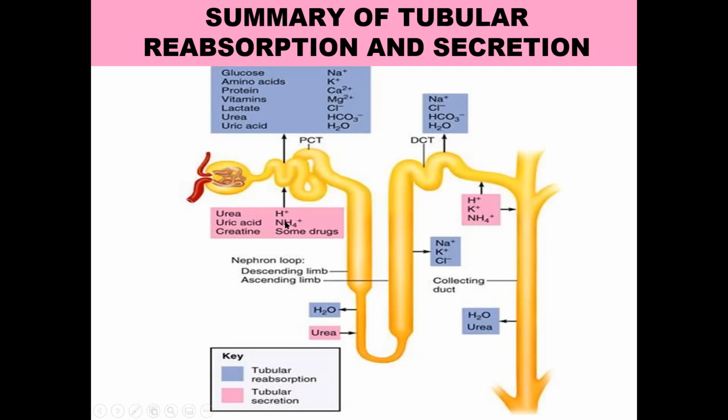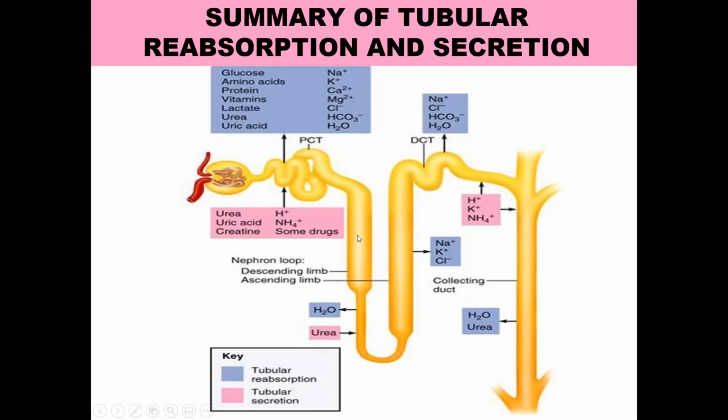We also see the pink is a secretion. So even though urea is actively reabsorbed, we are going to secrete it because we've got to get rid of it. And also uric acid, creatinine, hydrogen ion, some ammonia, and some drugs. So these are things that were either too big or didn't get filtered out of the glomerulus here. We're going to just put them back in here.